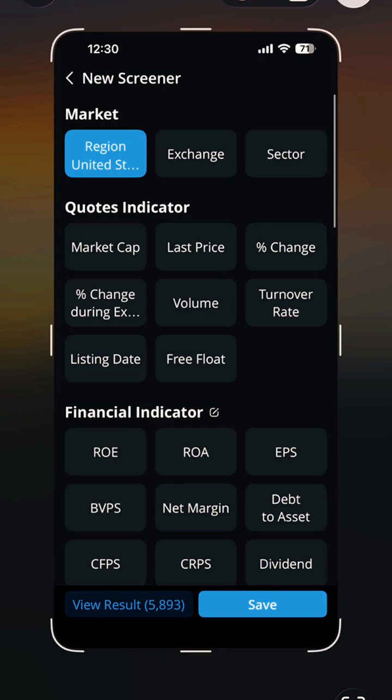The region is going to tell you, when you choose region, you're telling it what country's stock market you want to look at. So if you're in Canada, you can look at Canadian stocks. You can look at Australian stocks. You can look at Japanese stocks. If you're an American trader, you start with the U.S. If you ever want to look at foreign stocks like China, Japan, or Europe, you switch the region.